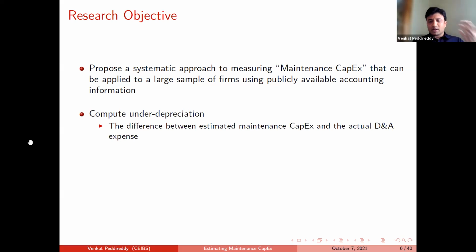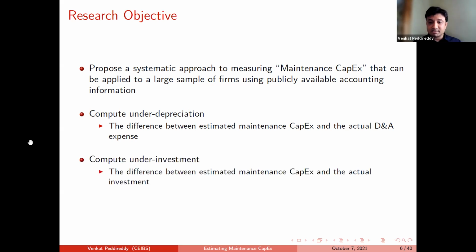Now, what do I do? Once you estimate the maintenance capex, it can be used to compute two more measures, right? One is the under-depreciation. I can compare it with the actual D&A expense and figure out how far the estimated maintenance capex is from that. The second one is I can compare the estimated maintenance capex with the investment. This will tell me whether the firm is actually investing at least to the extent of maintenance capex, if not more, right? So both these measures could have different implications.